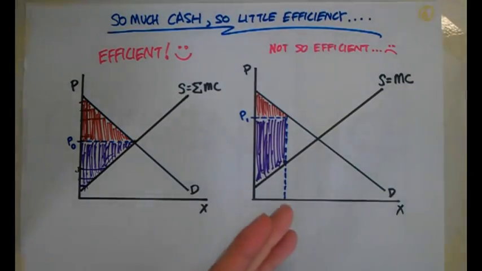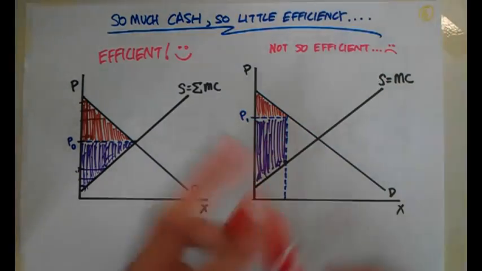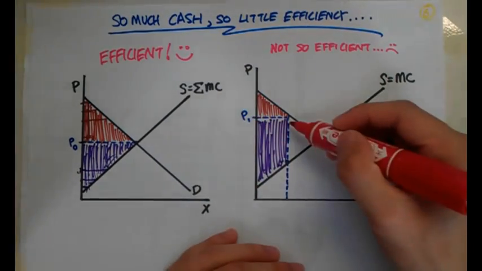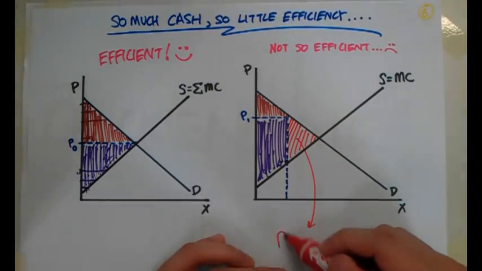And as you can see, something that is different from this graph over here is this area over here. So what is this area? This area is called the area of deadweight loss. We'll call this deadweight loss.